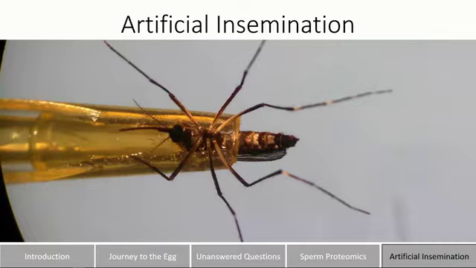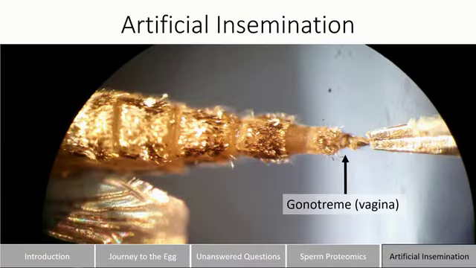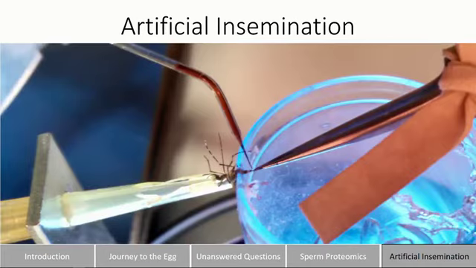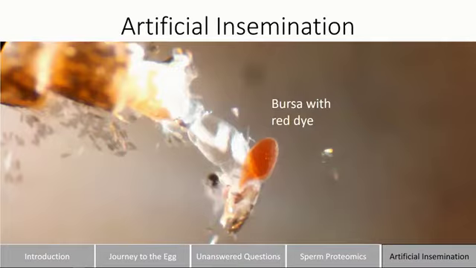I harness this female very carefully with a cut micropipette tip. And then using micromanipulators and a forceps, I'm able to very carefully pull on her cerci to expose her site of insemination, the gonotreme right here. And with a microinjection needle, I'm able to deliver 3 or 4 nanoliters of just about anything I want. And in this case, I've used red food coloring as a proof of principle. So you can see her bursa is very neatly filled with this red food coloring.